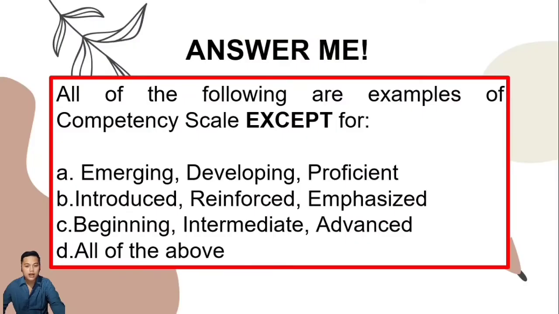Okay, so we have here another question. So this is the last question. All of the following are examples of competency scale except for: A, emerging, developing, proficient. B, introduce, reinforce, emphasize. Letter C is beginning, intermediate, advanced. And D is all of the above.